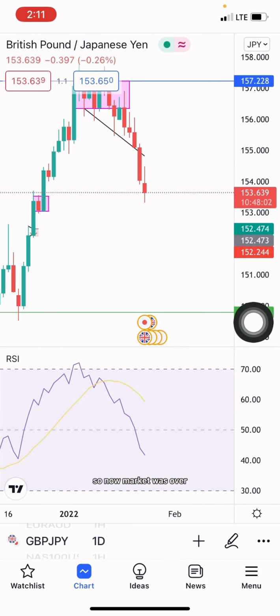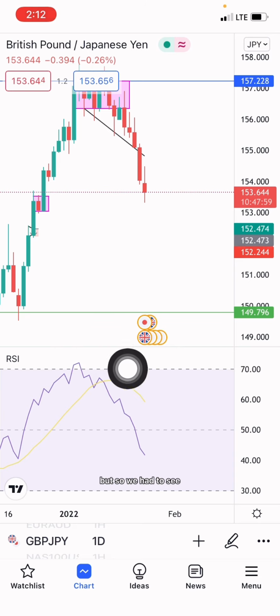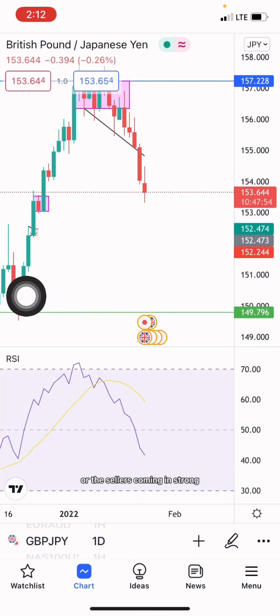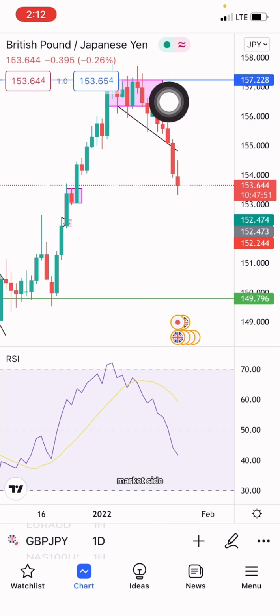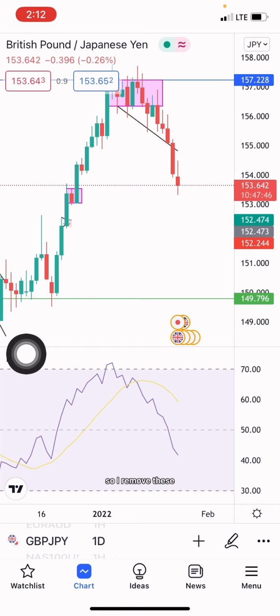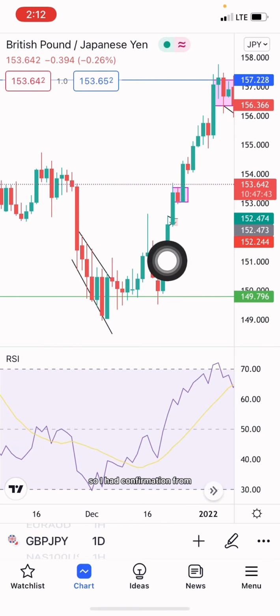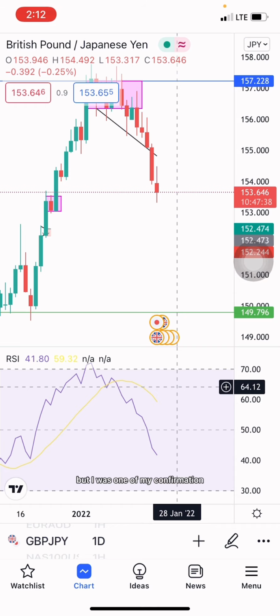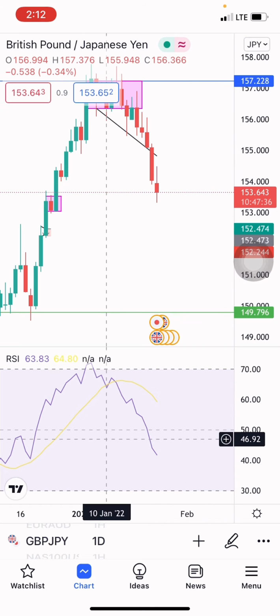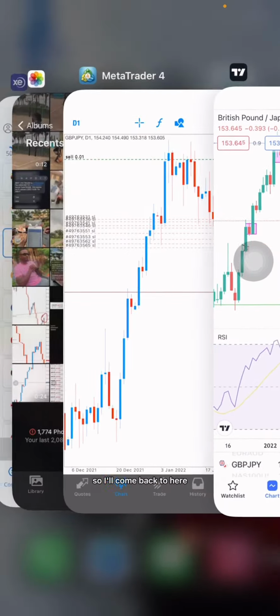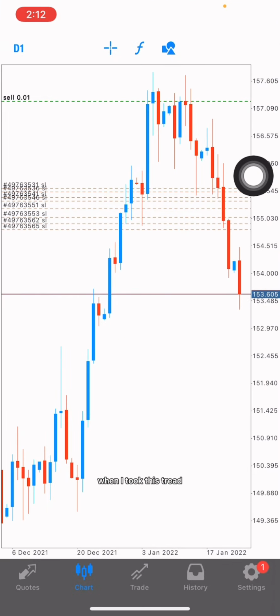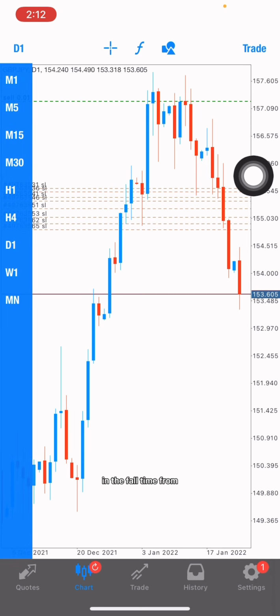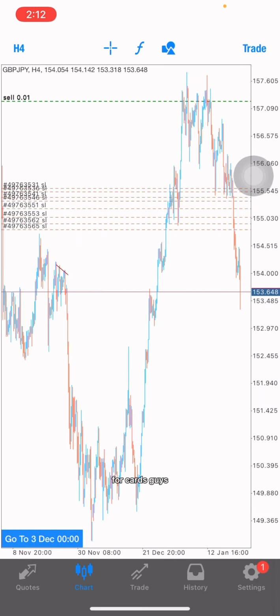Now the market was overbought, so we had to see the bears, or the sellers, coming in strong. As you can see up here, the market started dropping so crazy. This was like the first sign that the market is going to drop, guys. I'll remove this. I had confirmation from so many things, but this was one of them, the best confirmation with my RSI. So I'll come back to here. What I did when I took this trade was after the multiple rejections on the 4-hour time frame. As you can see, these were the fake outs, guys.